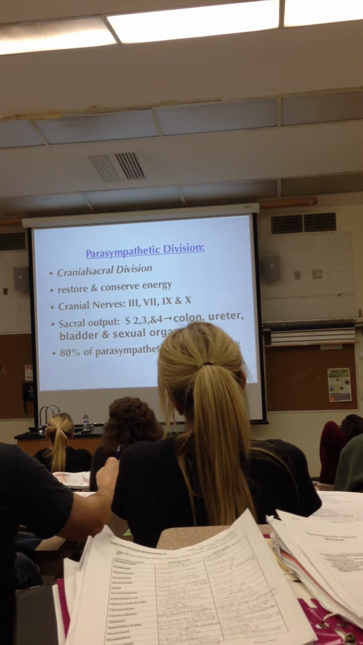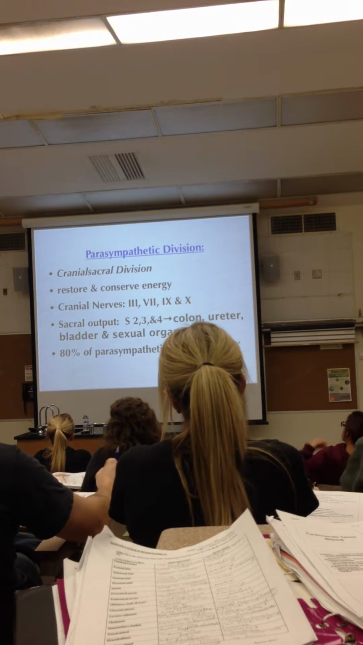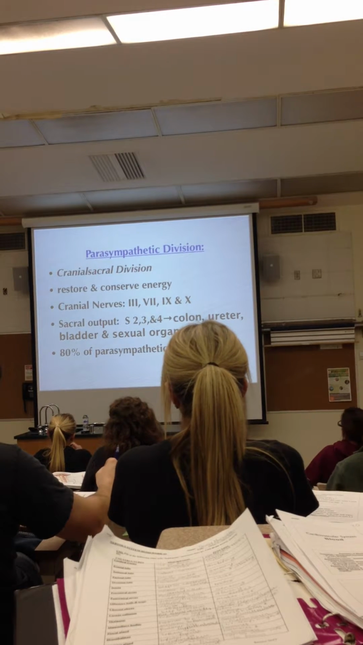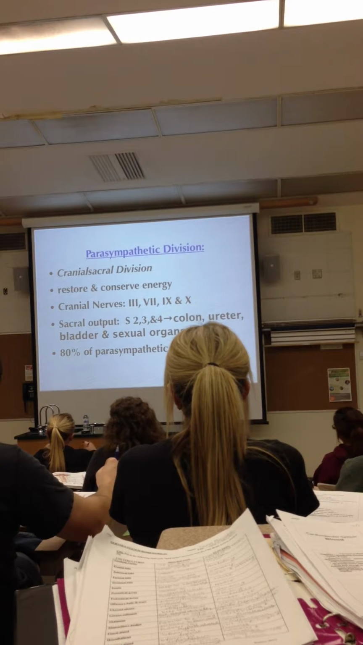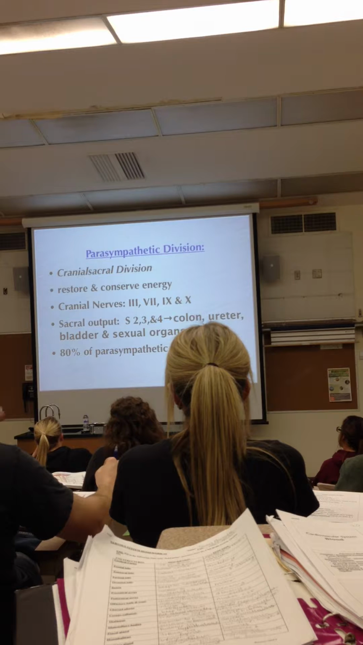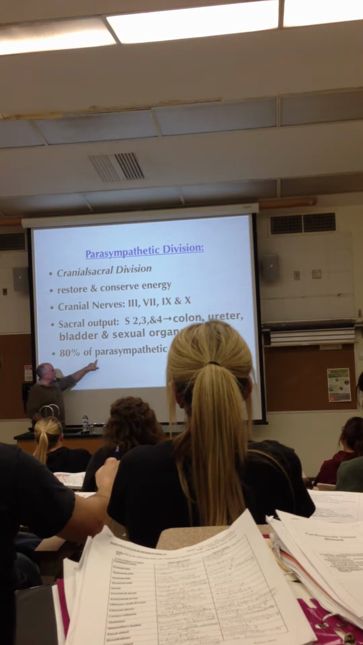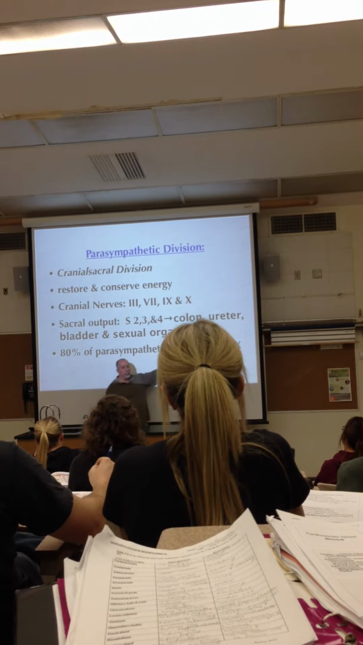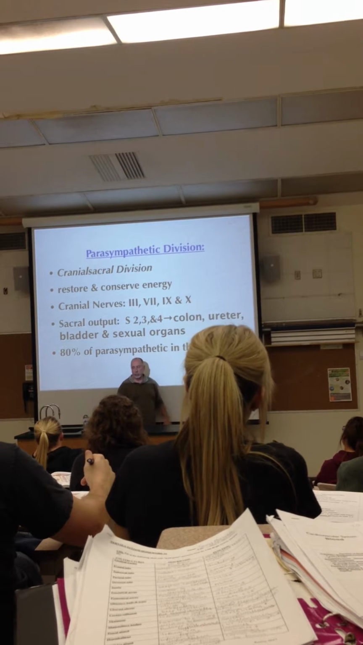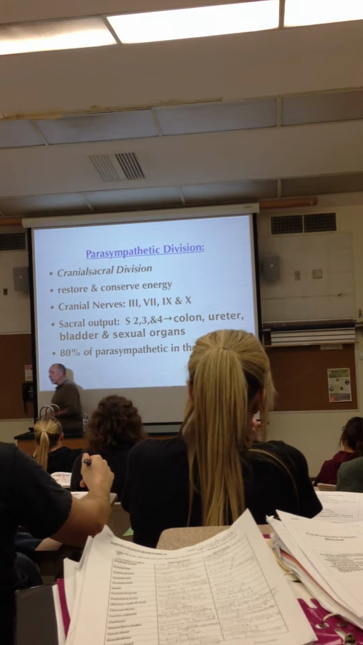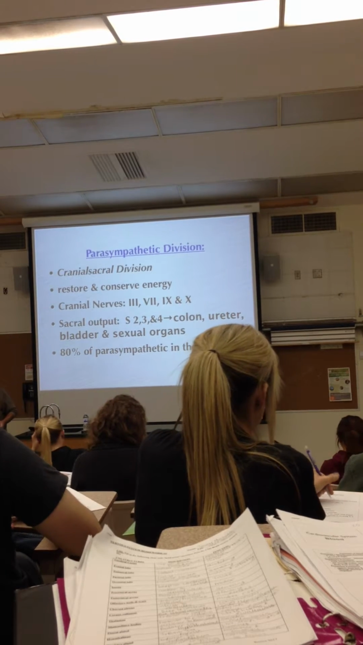Cranial nerves 3, 7, 9, 10, and S2, 3, and 4. And so you basically are now going to be able to start digesting things. You're going to be able to evacuate your bladder. 80% of the parasympathetic is carried in that vagus nerve. That shows you how important that vagus nerve is. So 80% of the parasympathetic output is through that vagus nerve.